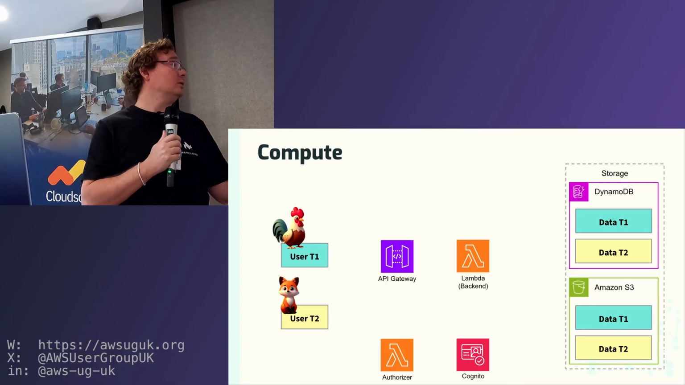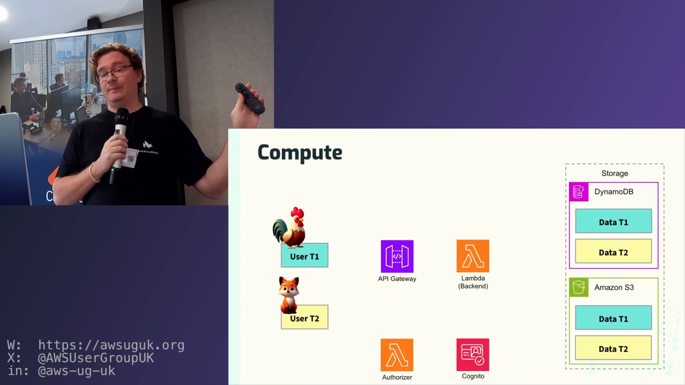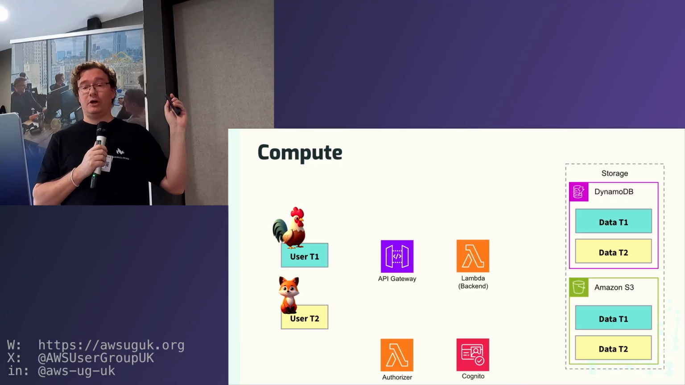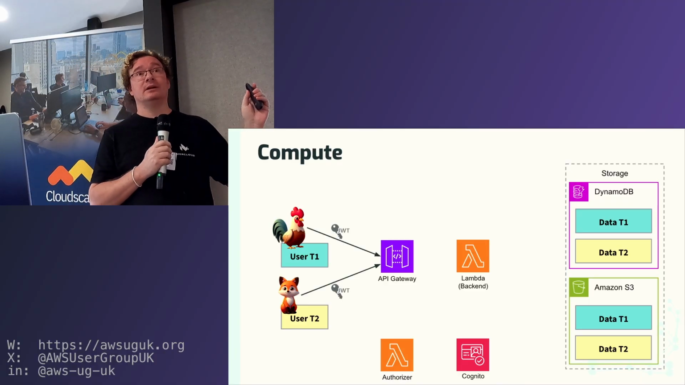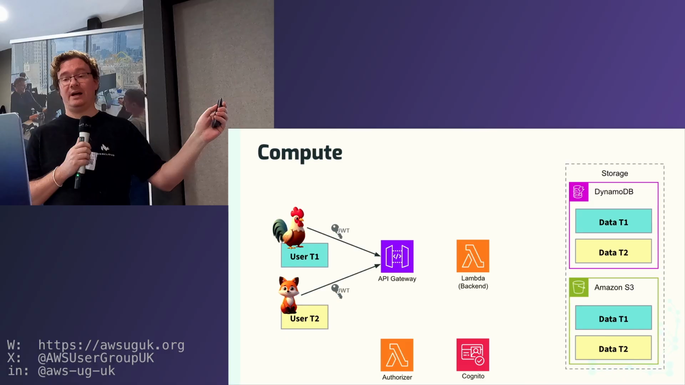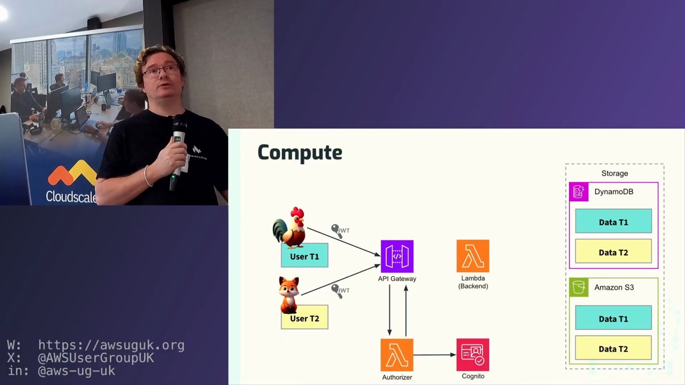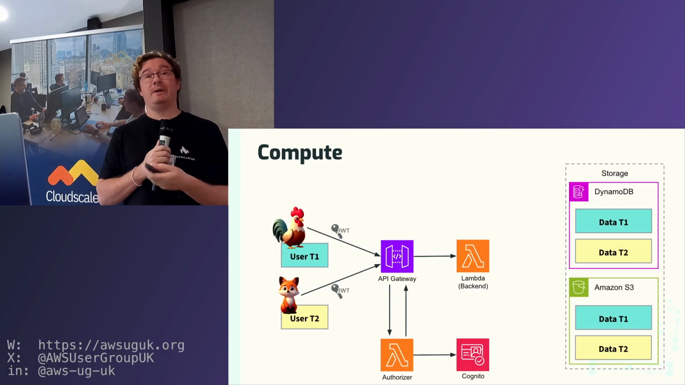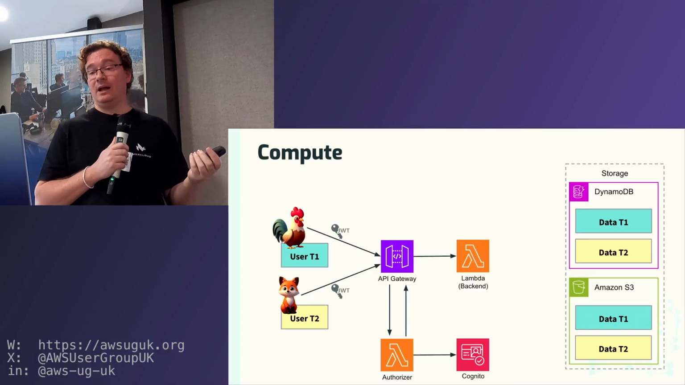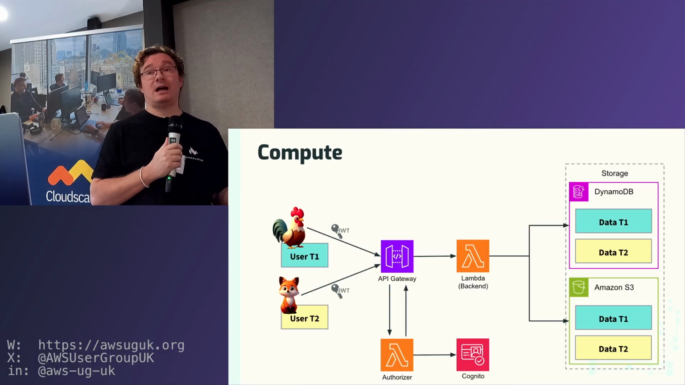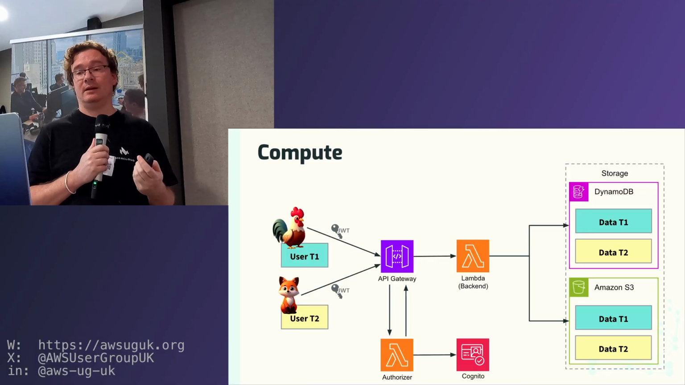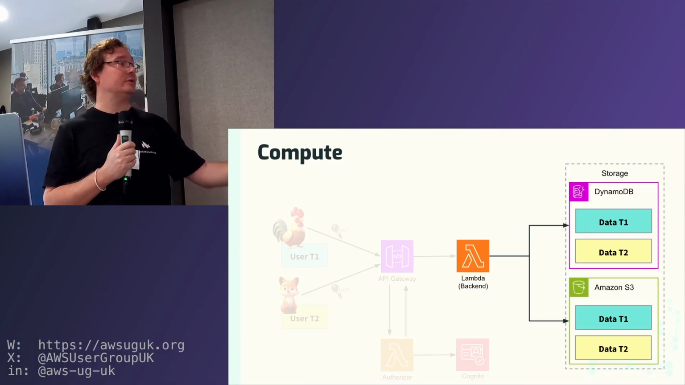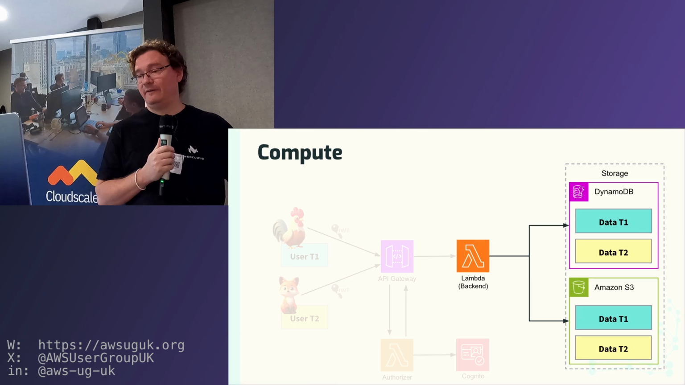Let's look at the compute layer. So what we have so far are users, they get a token. They use that token to call our API. There's the authorizer that validates that token, and then calls our Lambda. That's our backend. Very simple here. And then this Lambda is going to access data. Okay, so let's focus on that specific point.